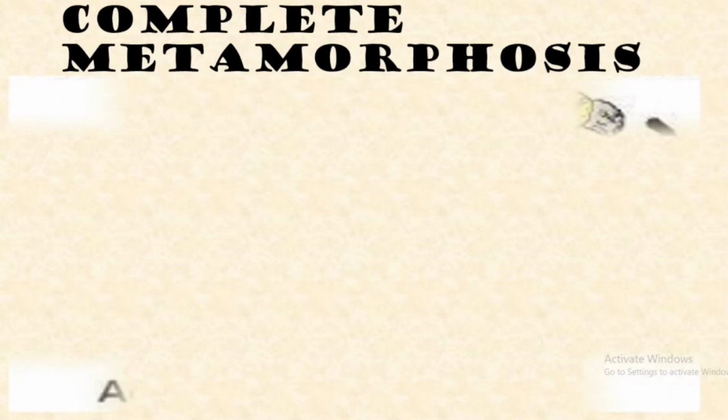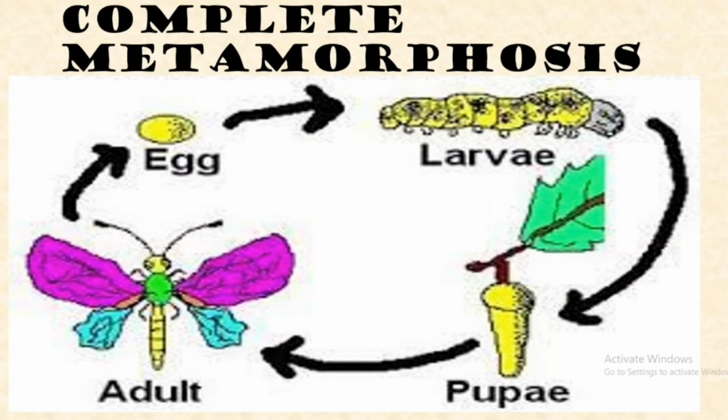In the complete metamorphosis, the changes begin after the eggs are laid. The egg becomes the larva. The larva changes into the pupa, and the pupa changes into the adult. One thing that is worthy of note here is that in the course of the change, none of the stages have any resemblance one with another.